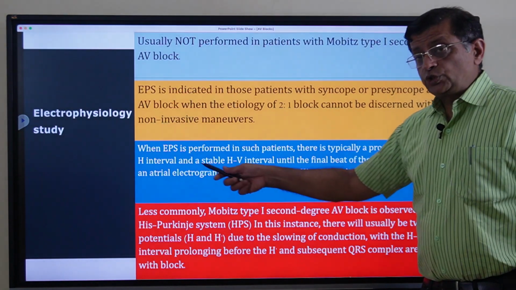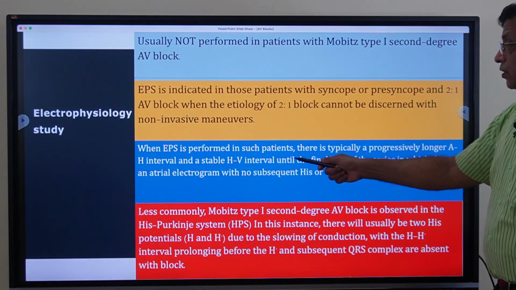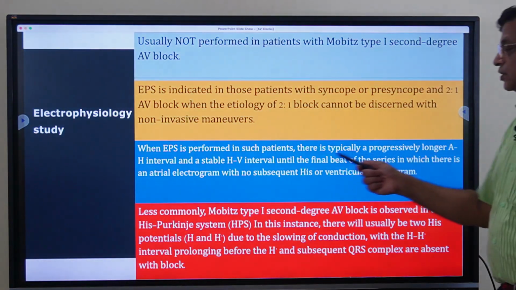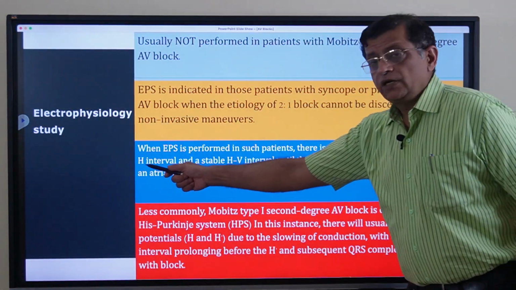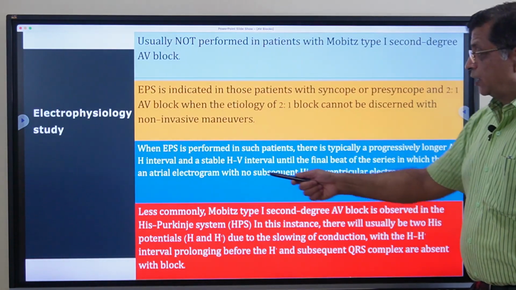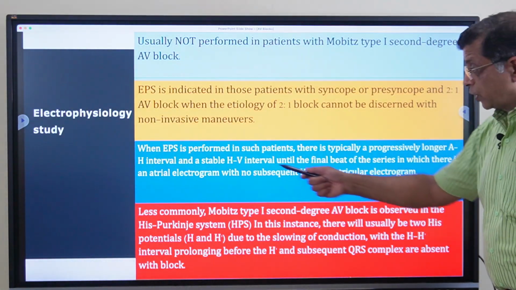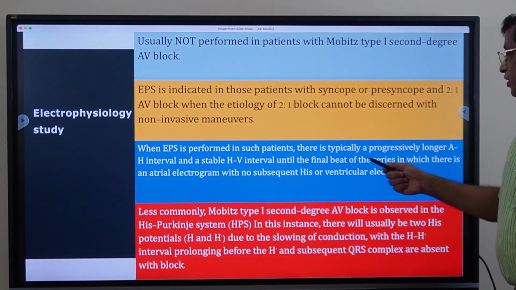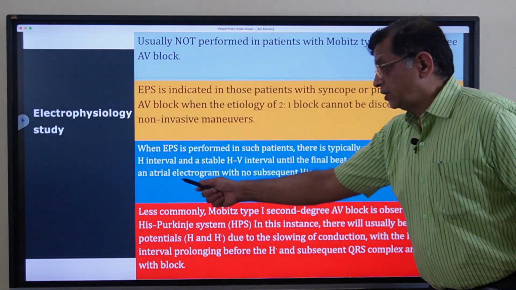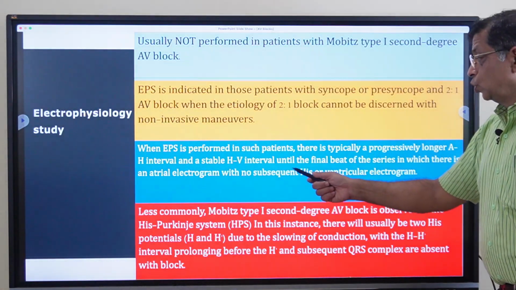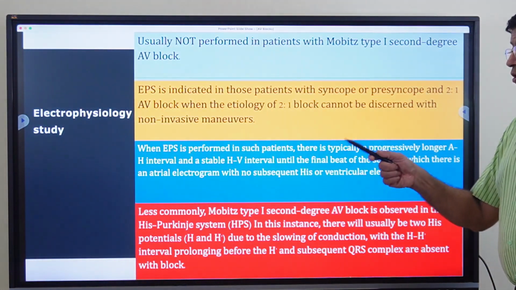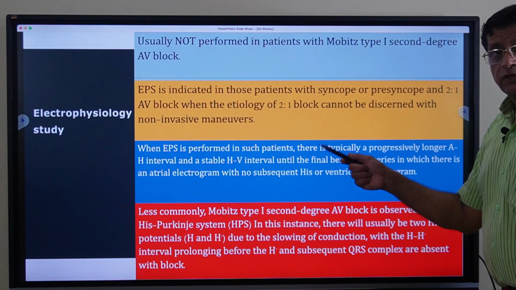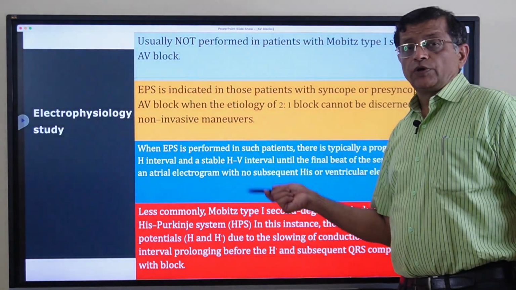And what do you see normally in EPS? When EPS is performed in such a patient, there is typically a progressively longer AH interval. A means AV node, H means bundle of His. So the AH interval goes on increasing, while the H to V interval, bundle of His to ventricle, remains constant until the final beat of the series, in which there is an atrial electrogram with no subsequent ventricular electrogram. So the duration will get prolonged, and then suddenly there will be an atrial electrogram but no ventricular electrogram.